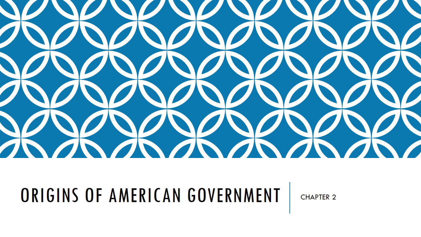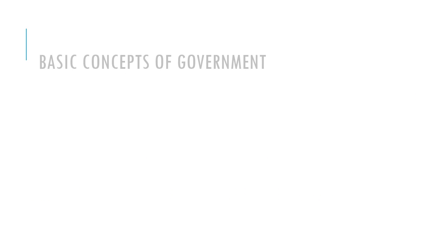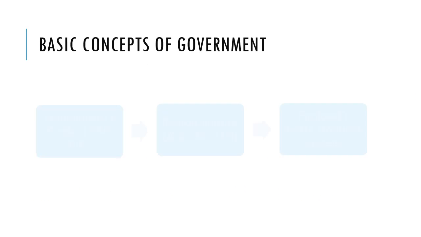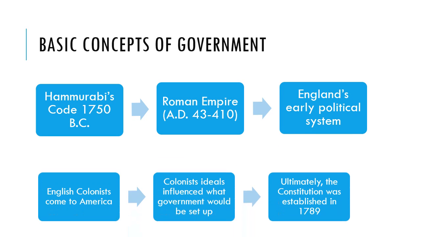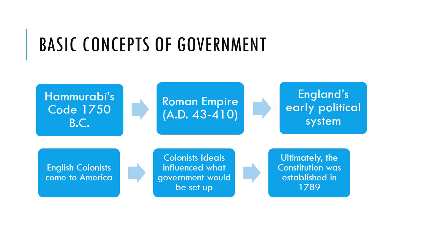Alright, Origins of American Government, Chapter 2, Section 1. The basic concepts of government. Remember, we went over this chart earlier today. Start with Hammurabi's Code, 1750 BC, one of the first known written works about government.